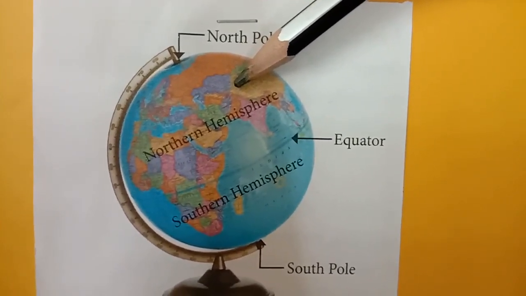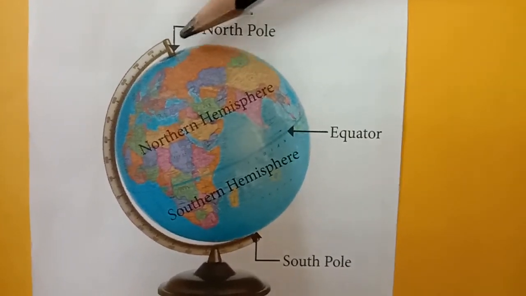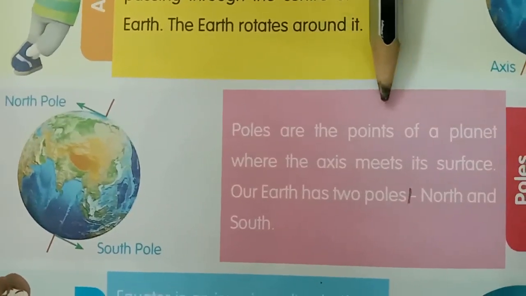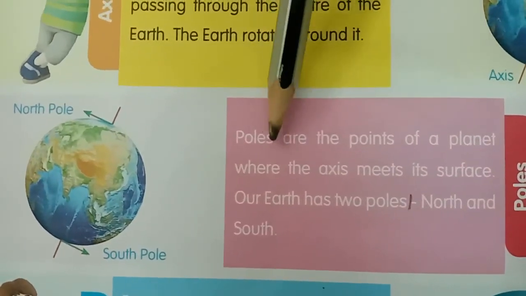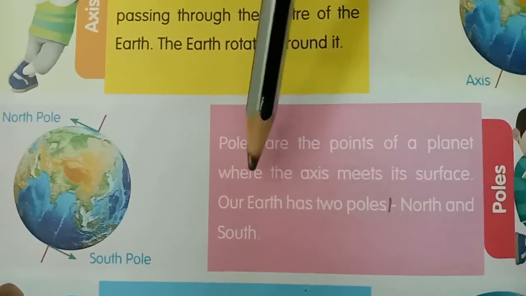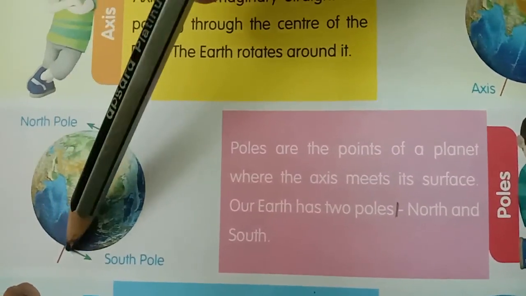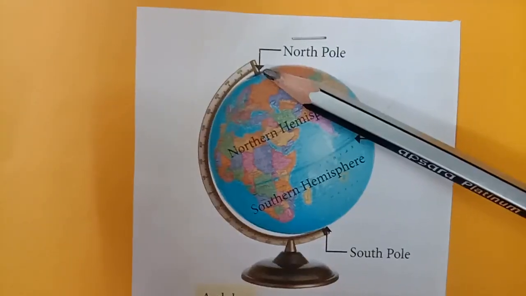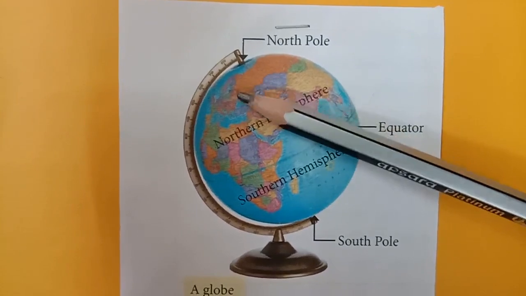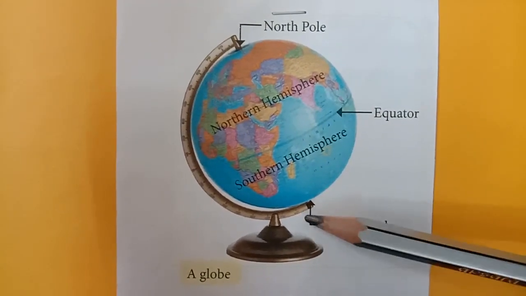It is slightly tilted and is held in place at 2 points. Poles are the points of a planet where the axis meets its surface. Earth has two poles. The point at the top is called the North Pole, and the point at the bottom is called the South Pole.